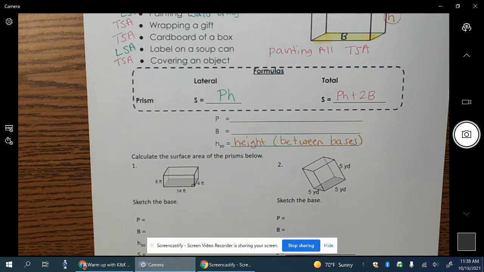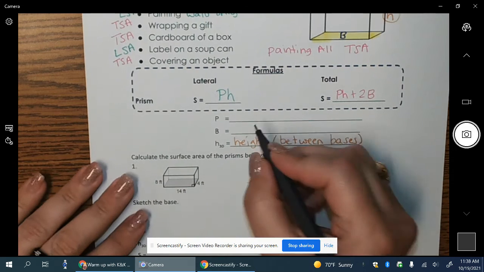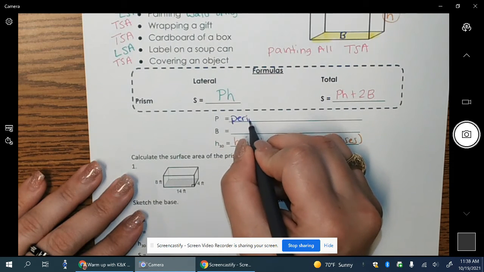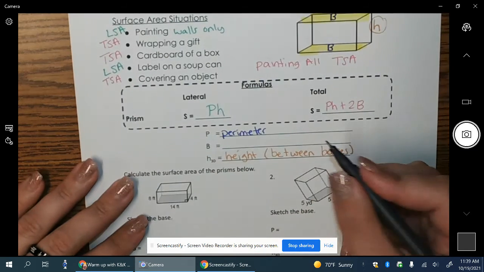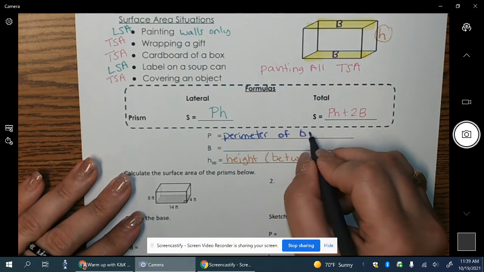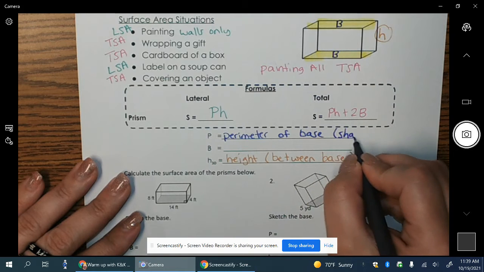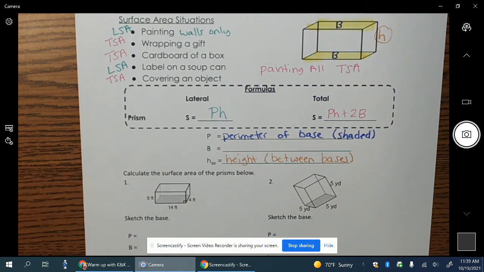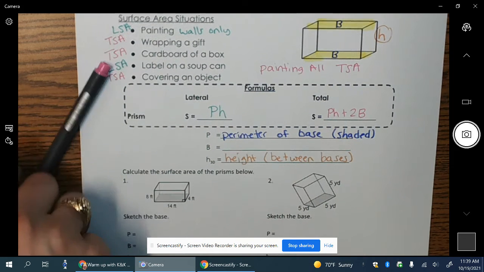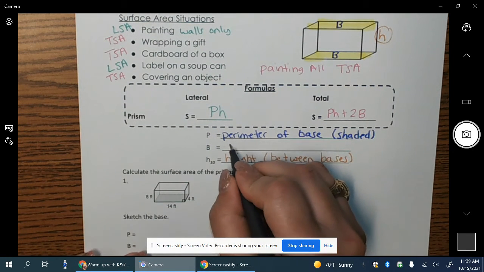In our formula, we have a capital P. What do you think that capital P means? Perimeter. Not just the perimeter, but the perimeter of the base. You already shaded the bases, so it's the perimeter of the shaded shape. That's why yesterday we spent the entire day going over perimeter and area. Now, what do you think big B means? Area of the base.